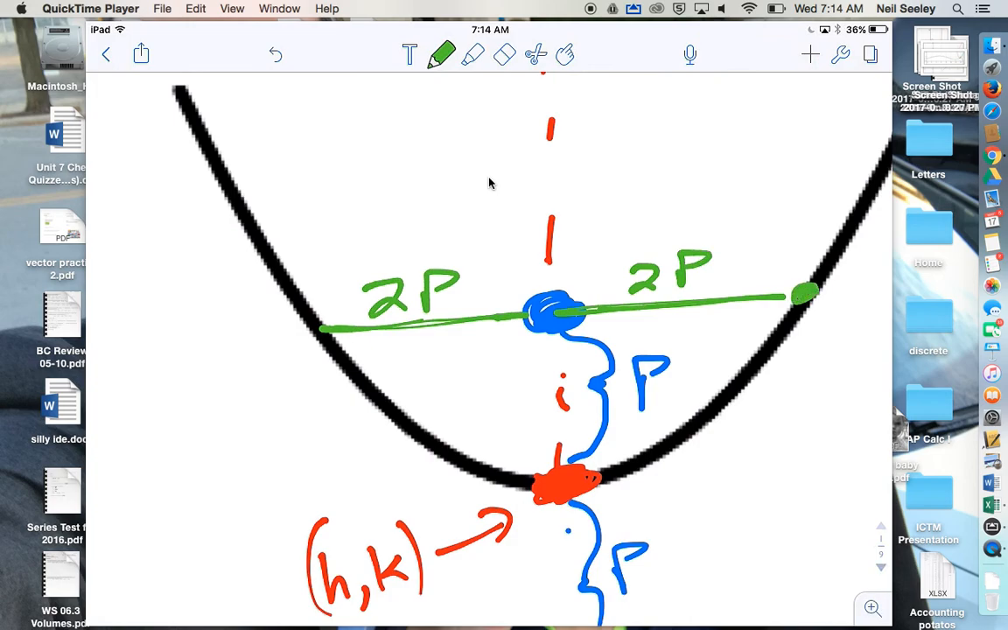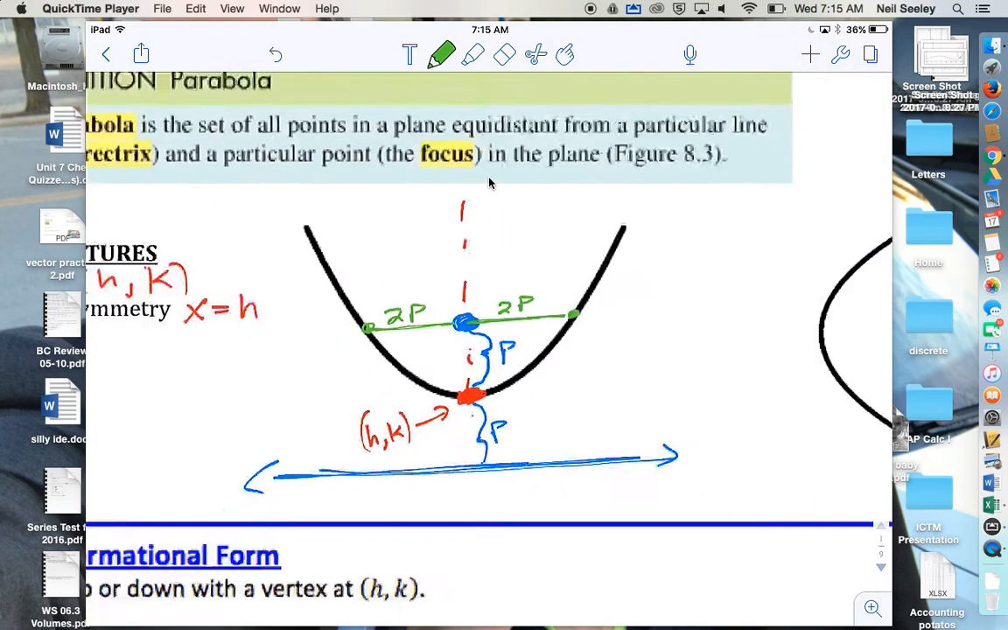And what's nice about that is it gives you a sense of scale. So if you know that p distance from vertex to the focal point, then you can also double that p distance right and left and land right on your parabola at those 2 points. Now those are 3 total points on a parabola of infinite points, but they're really important points, and they give you a sense of scale of the parabola.